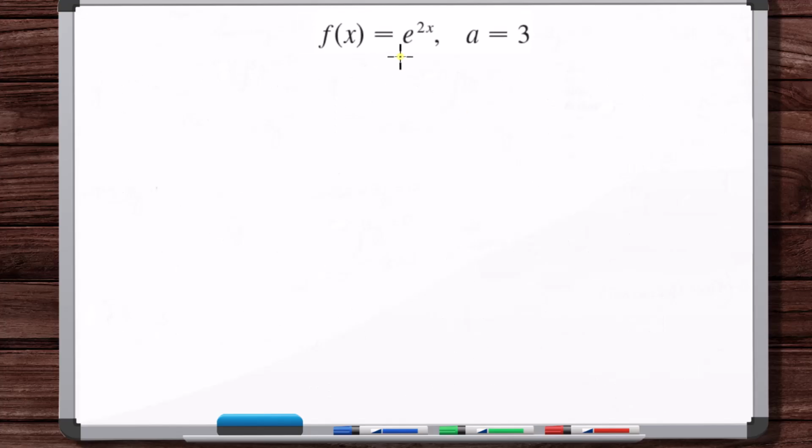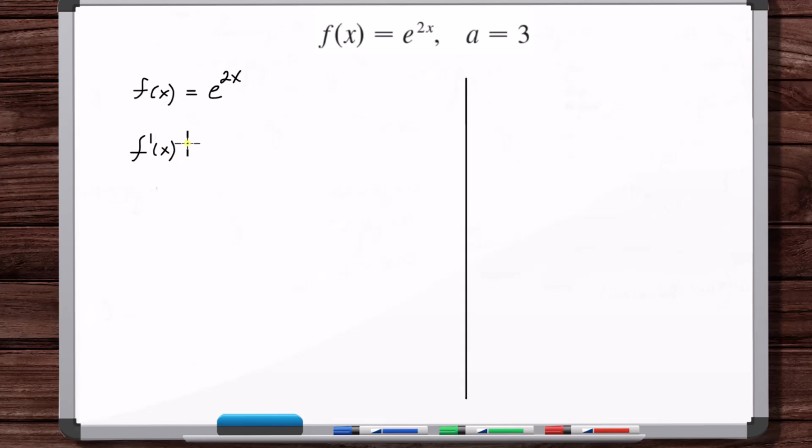Okay, let's do e to the 2x centered at 3. Okay, we're going to write out the derivatives. So f prime of x is, so this is going to be 2e to the 2x. Then 4e to the 2x. So we're just going to get an extra factor of 2 out front.